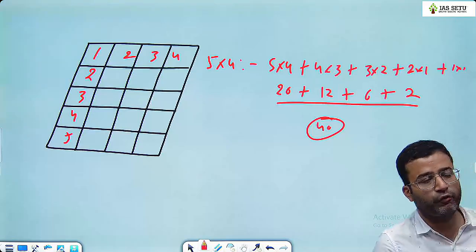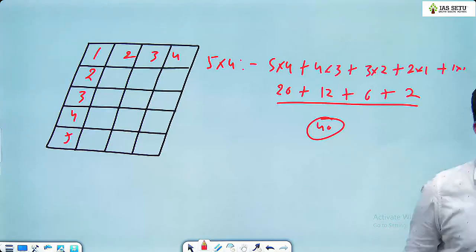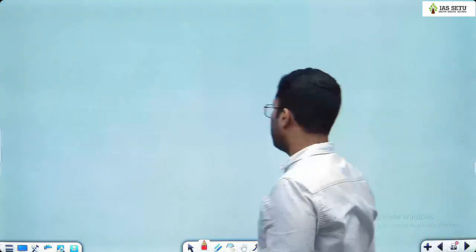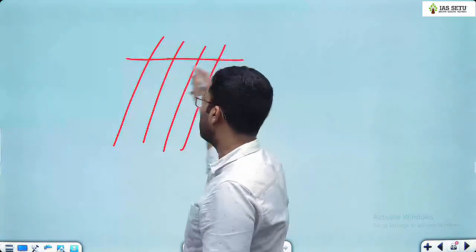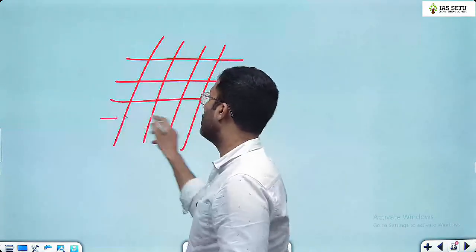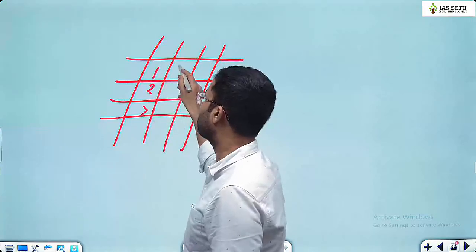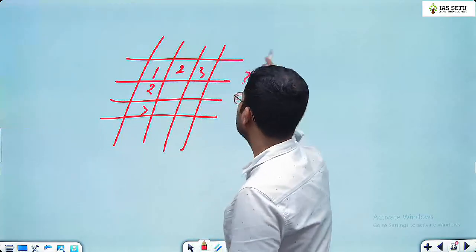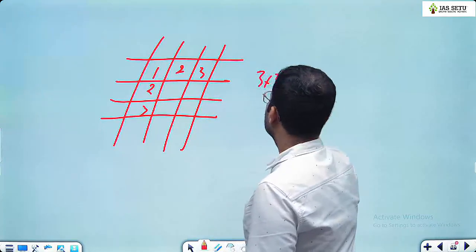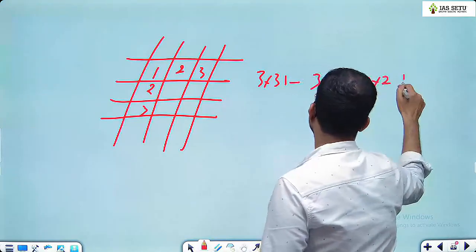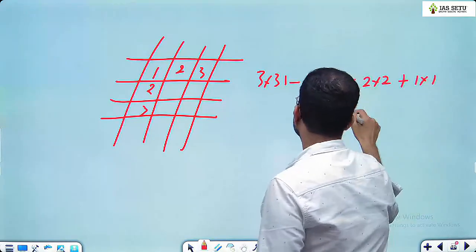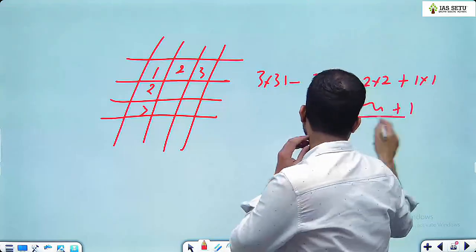So when they give 4 lines and 4 lines, the figure will be 1 less. If you have 4 parallel lines, 1 2 3 4, and 4 parallel lines, 1 2 3 4, your figure will be 3 by 3. If it is 3 by 3, so what we will do? 3 into 3 plus 2 into 2 plus 1 into 1. This is 9 plus 4 plus 1. We have 14.